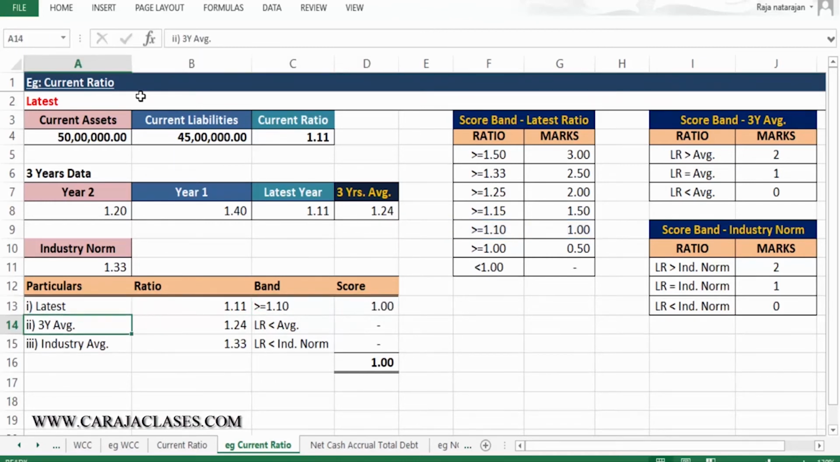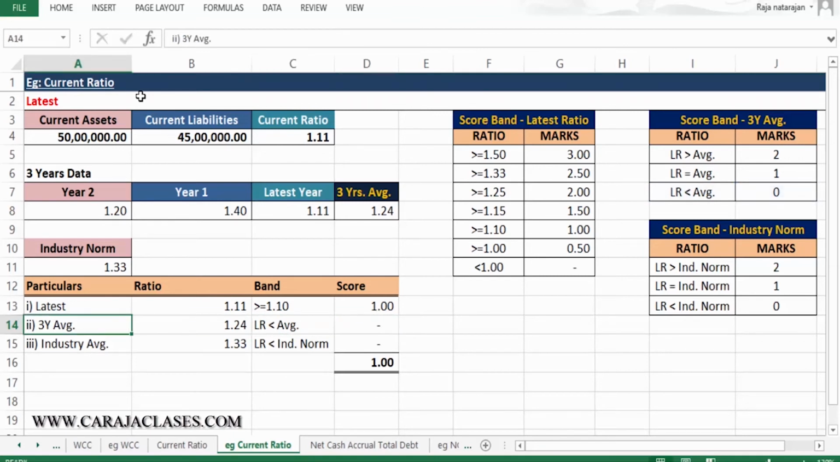Then we'll also look at the 3 years average. What does the 3 years average band say? If the latest ratio is greater than average, it's 2. If the latest ratio is equal to average, it's 1. If the latest ratio is below average, it's 0. In our case, what is the 3 years average? It is 1.24, whereas the latest ratio is 1.11. So the latest ratio is below average and it comes under this band. So the related score is 0.